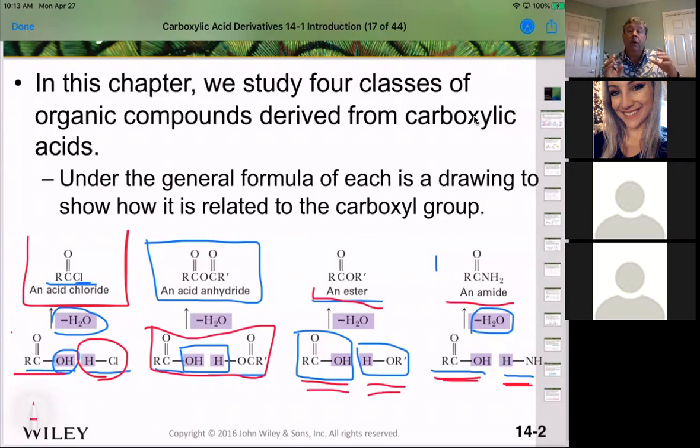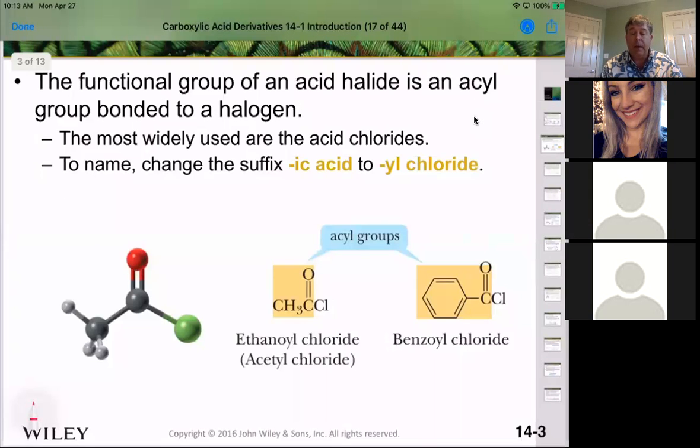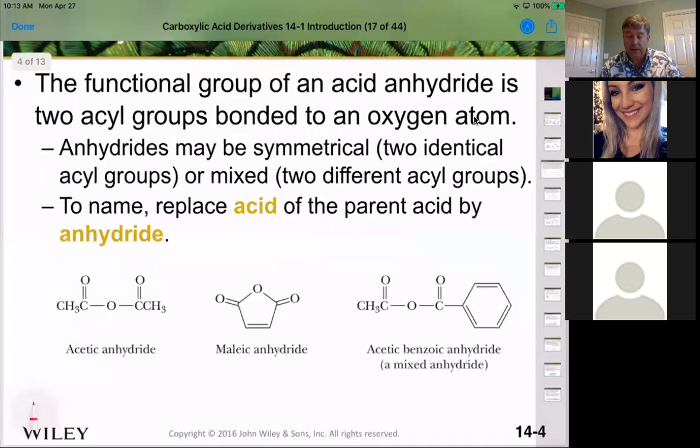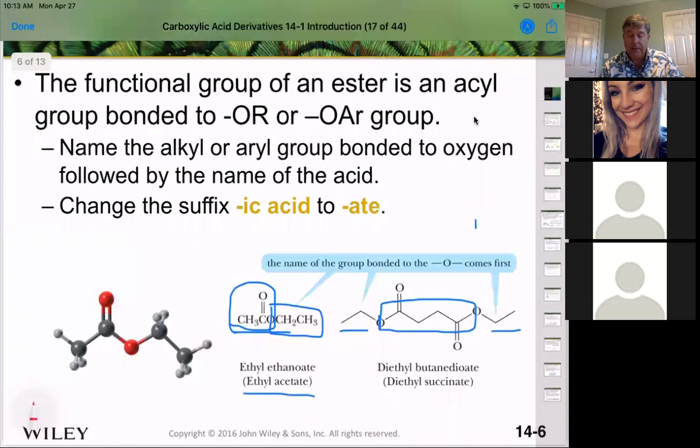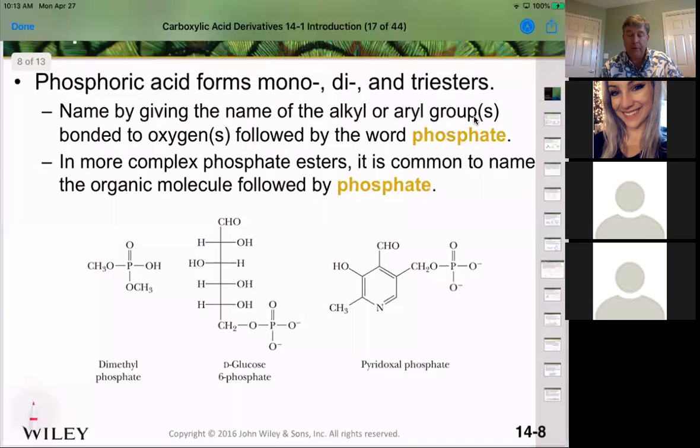So if we're looking at reactivity, we want to go from acid chloride to anhydride to carboxylic acid to ester to amide. Okay, and as we learn next, it's all about the idea of what is the better leaving group. Okay, so this is just nomenclature. I'm going to skip over that. You can read that in the book.